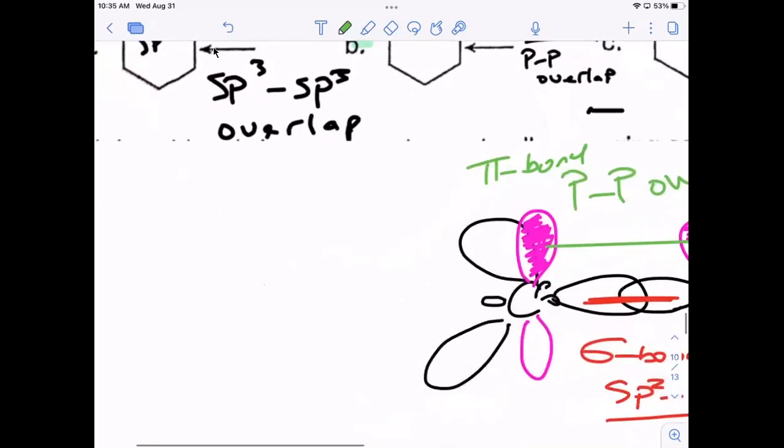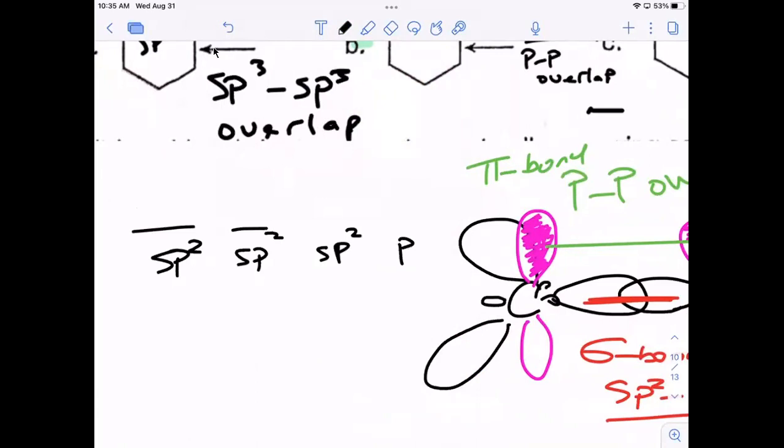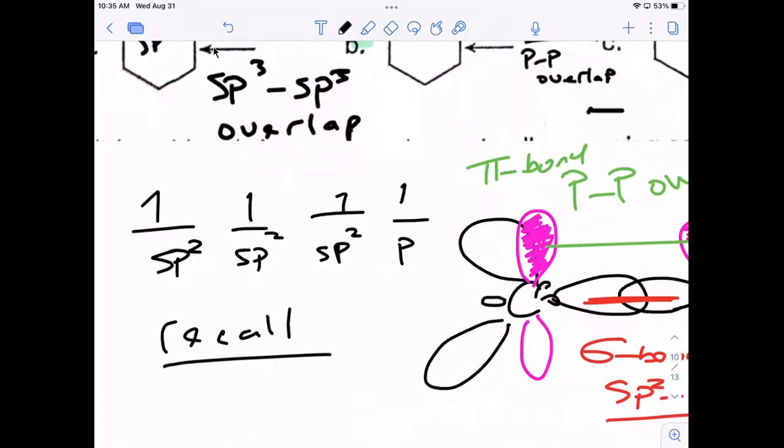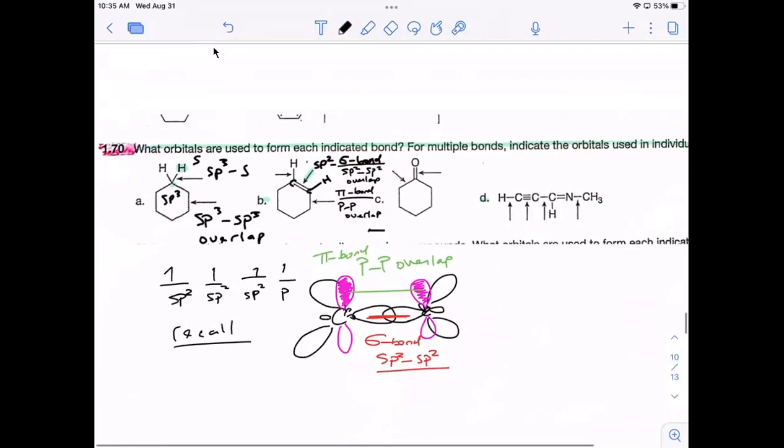If you remember when we talked about hybridization for sp2, you had 3 sp2 hybrids, and then 1 p that wasn't hybridized, and each one of them had 1 electron. All right. So did that answer your question somewhat? Yes, it did. Thank you.